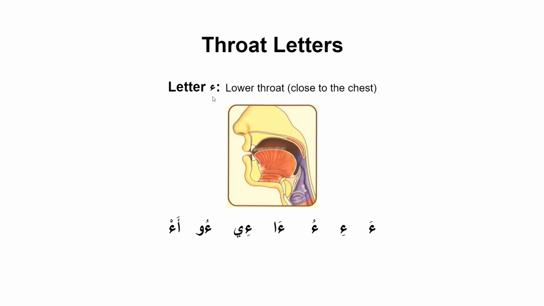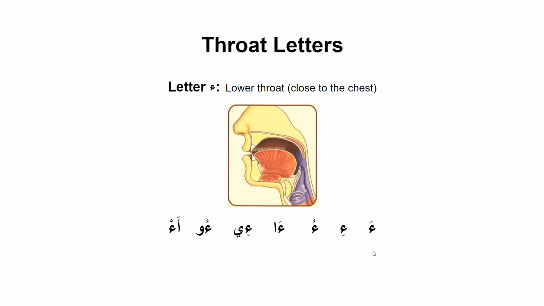Which letters are from the lower throat? So we learned that there are 2 letters from the lower throat. First off, we have the letter Hamza. Hamza is from the lower throat, close to the chest. So this area right here, the lower throat. Hamza is coming from the lower throat makhraj. Now let's look at this letter Hamza. What does Hamza sound like?